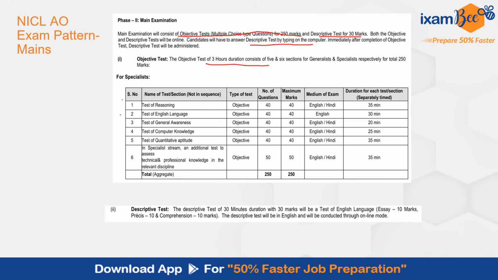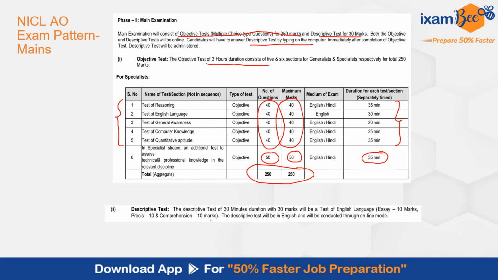There will be reasoning, English language, general awareness, computer knowledge and quantitative aptitude. Each will have 40 questions of 40 marks. Different times are allocated to different sections. Then for law, there are 50 questions of 50 marks and 35 minutes are there for attempting the legal paper. So total paper is of 250 marks.